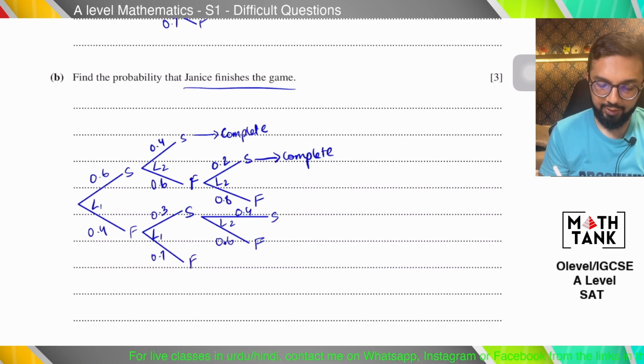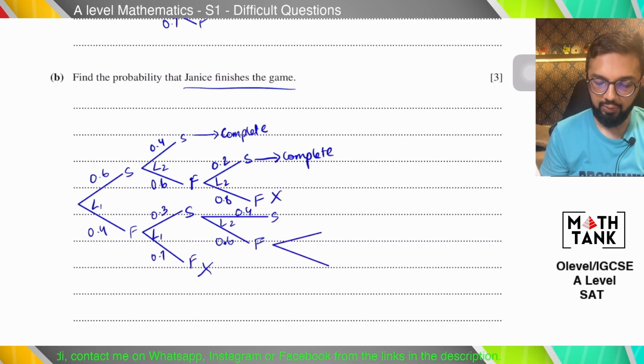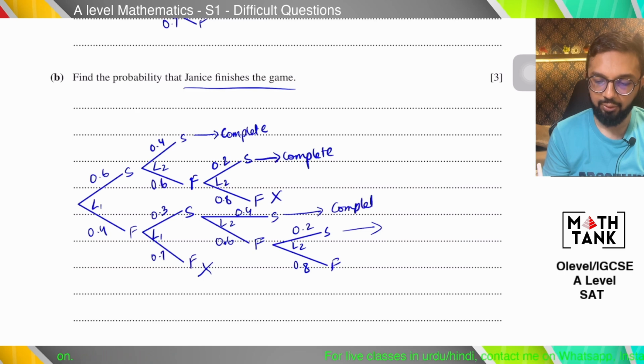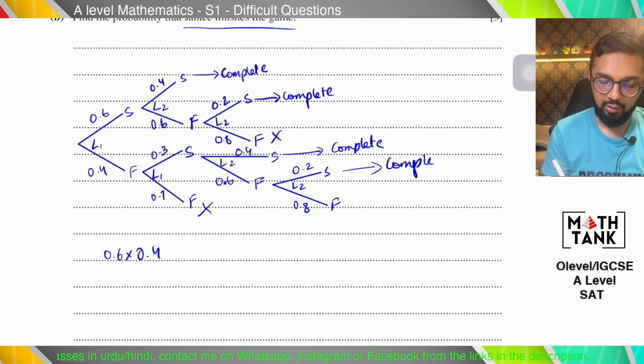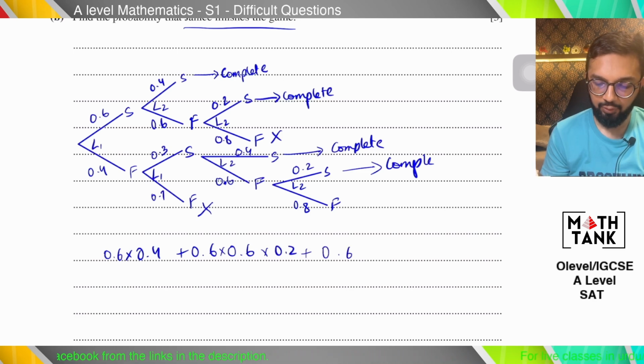If she's failed, the game has ended. Here she can do another level 2: 0.2 and 0.8. And this is complete and this is complete. So there are 4 completion points. So I'm going to add up the probabilities. For the first complete, it's 0.6 into 0.4. The next one is 0.6, 0.6, and 0.2. The next one is 0.4, 0.3, 0.4 plus.